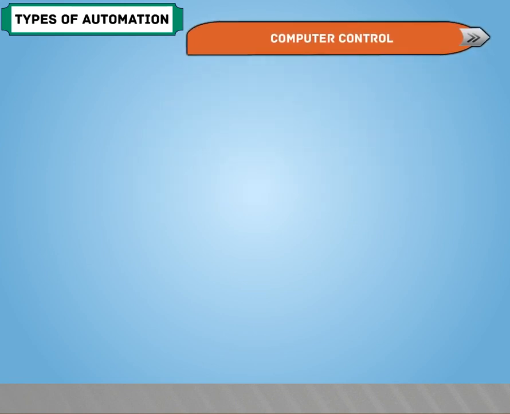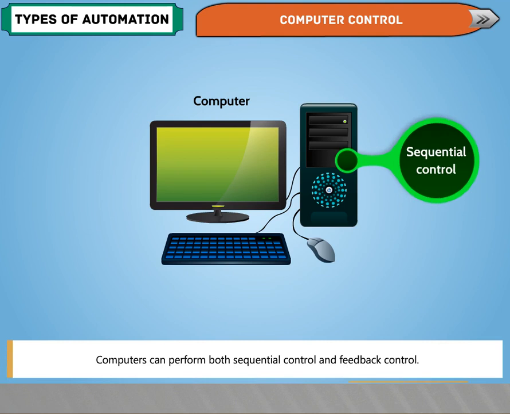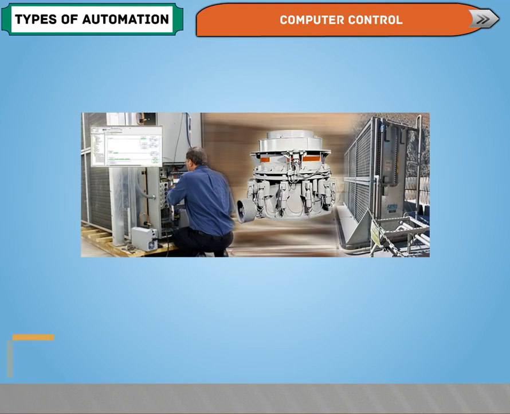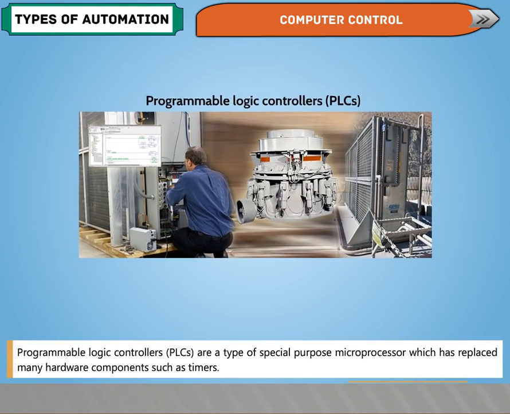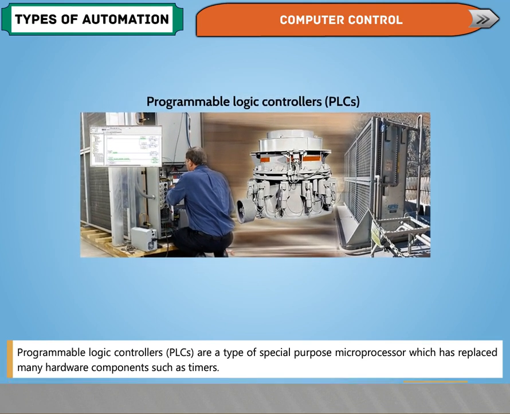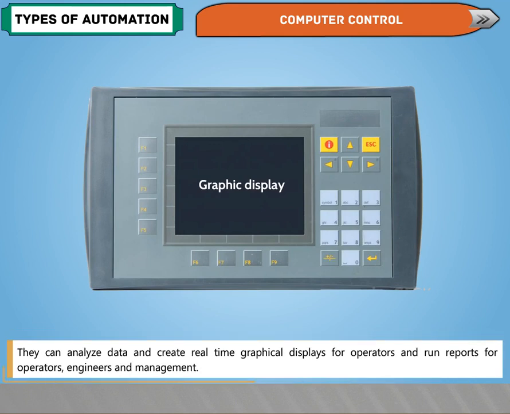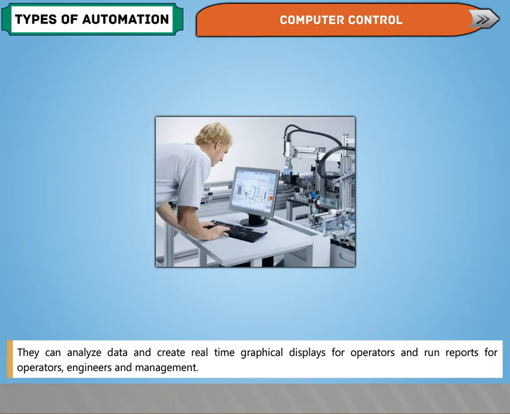Computer control. Computers can perform both sequential control and feedback control. Programmable logic controllers, that is PLCs, are a type of special purpose microprocessor which has replaced many hardware components such as timers. They can analyze data and create real-time graphical displays for operators and run reports for operators, engineers, and management.